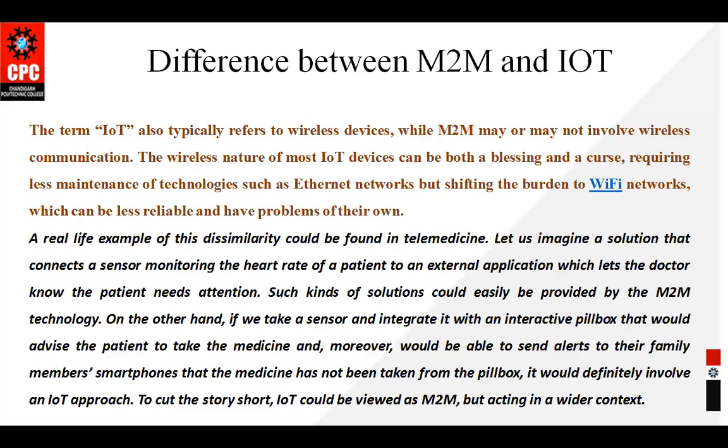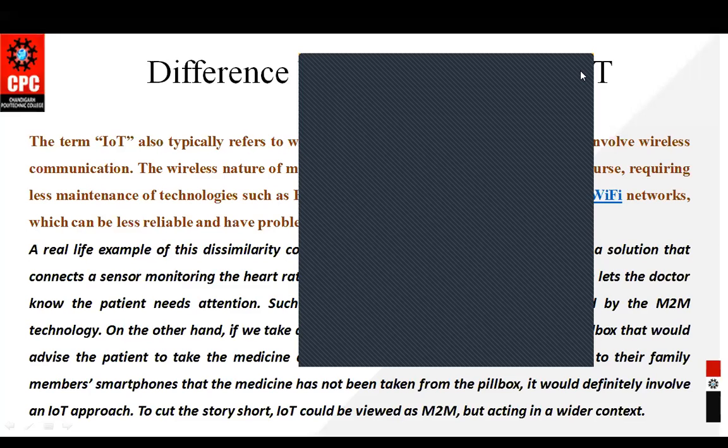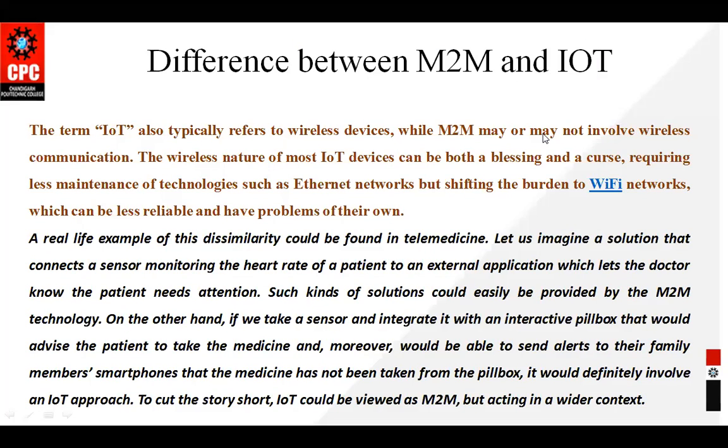Then IoT refers to wireless devices, whereas M2M may involve wireless or wired devices. The wireless nature of most IoT devices can be both a blessing and a curse, requiring less maintenance of technologies such as Ethernet networks, but shifting the burden to Wi-Fi networks, which can be less reliable and have problems of their own. So with every technology, there comes something positive and negative. Even though we are shifting from the typical Ethernet network to a Wi-Fi network, there are chances that this network itself can be less reliable, because the devices may or may not function at their best when connected to a Wi-Fi network.